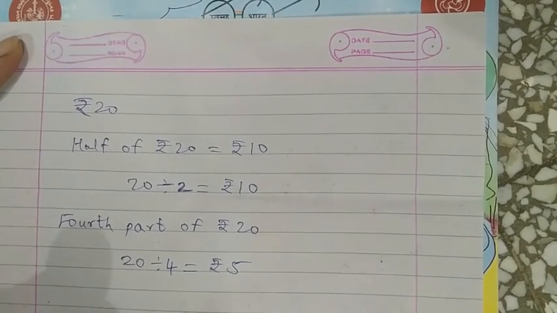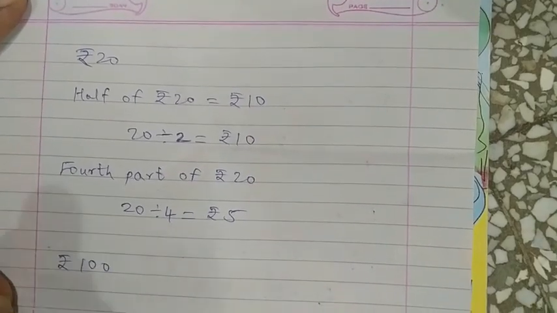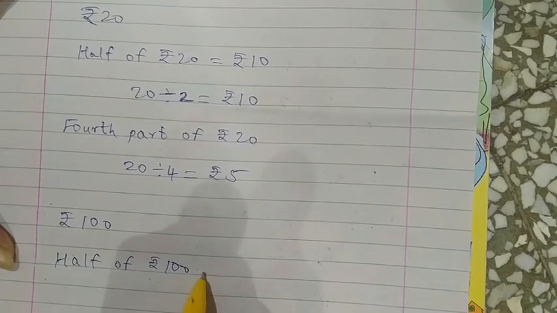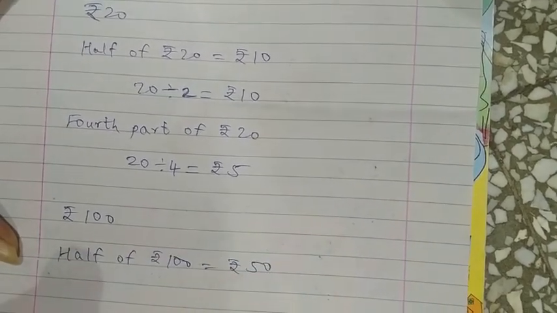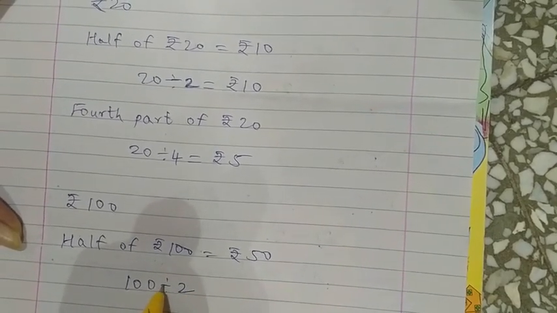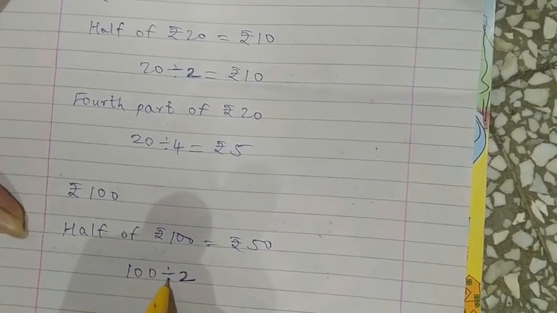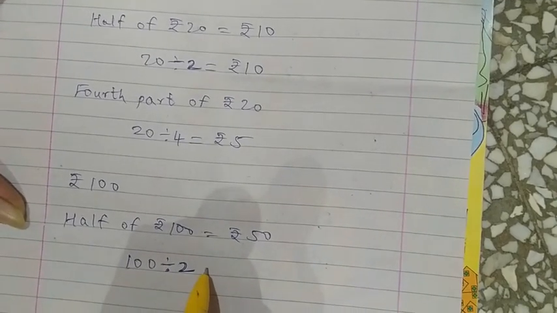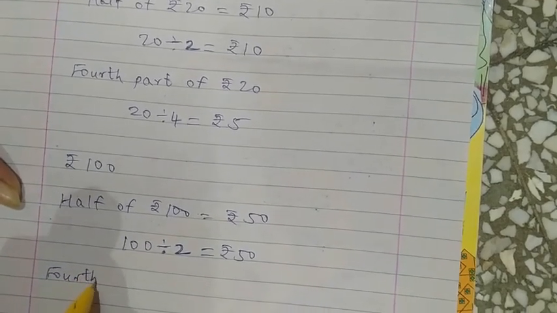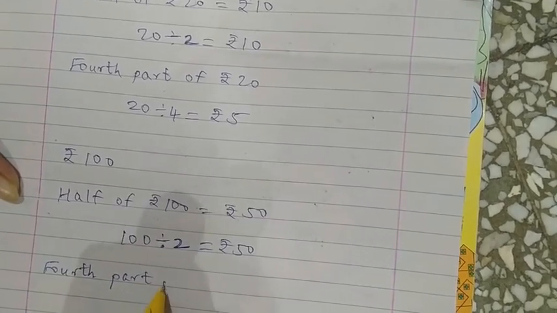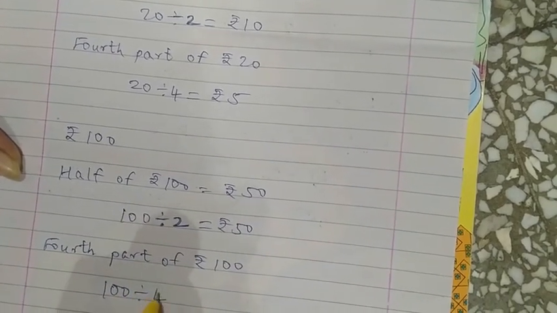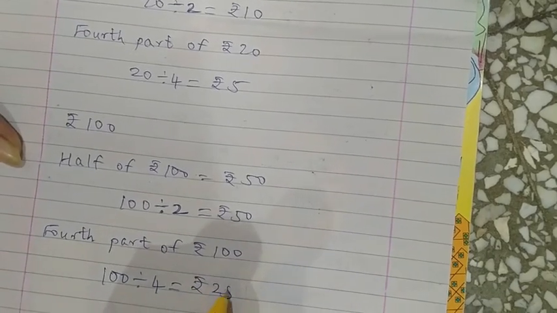Now suppose I have rupees 100. Half of rupees 100 is rupees 50. We can also write like this, 100 divided by 2, because we are finding half of rupees 100, equals to rupees 50. Now fourth part of rupees 100 is 100 divided by 4 is rupees 25.